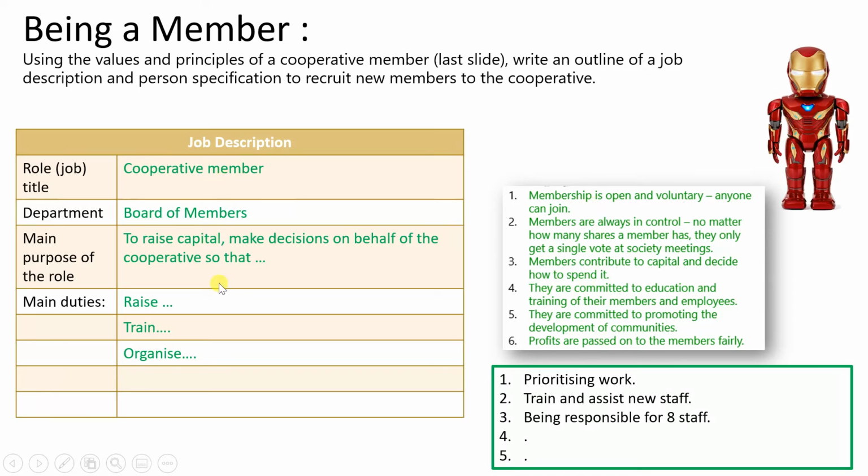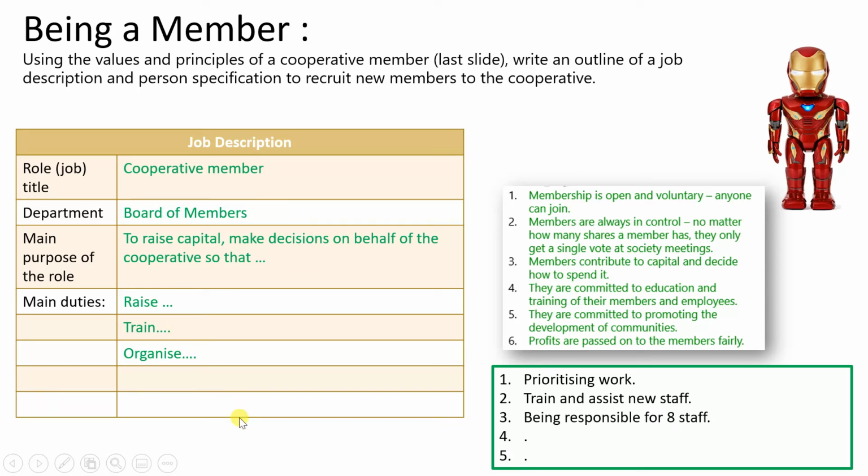You'll see the green text that I've written into the job description as a suggestion, and you'll see that I've given the job the role title, a cooperative member. Department is the board of members, actually the directors. The main purpose of the role I've suggested about raising capital, making decisions, but I'd like you to extend the answer so that you justify what their position is.